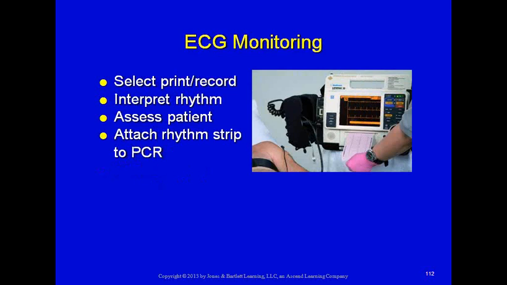You want to print a strip initially to identify the patient's initial rhythm. You want to interpret the rhythm, but also assess how the patient is dealing with that particular rhythm. Just because a person has a slow heart rate doesn't mean that we need to treat them. If they're a well-conditioned athlete, then certainly a slow heart rate would be normal for them.